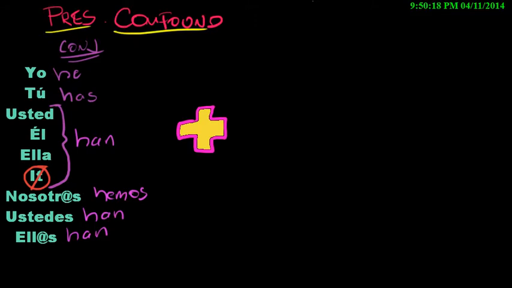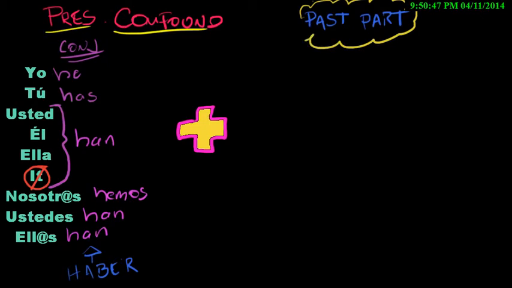Okay, so to form the present compound, we combine the conjugation of haber. This is the verb haber, remember? Haber conjugated plus the past participle. The past participles are the forms of the verb that end in ado, ido.